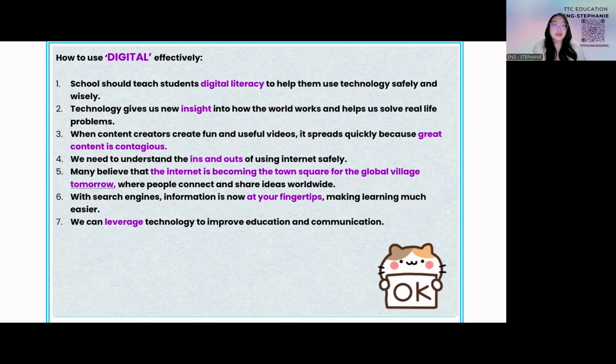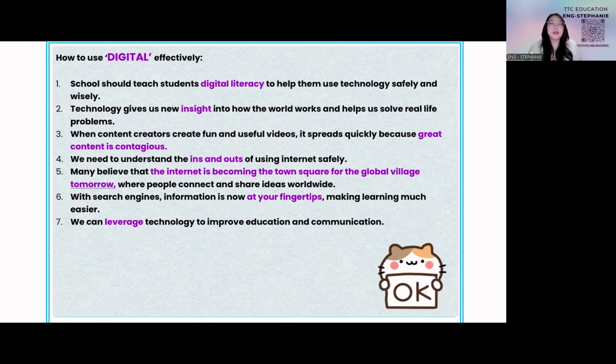Next one: technology gives us new insight, new understanding, new information into how the world works and helps us solve real-life problems. The third one, "content is contagious," means if it's good, it can spread very fast. When content creators create fun and useful videos, they spread quickly because great content is contagious.